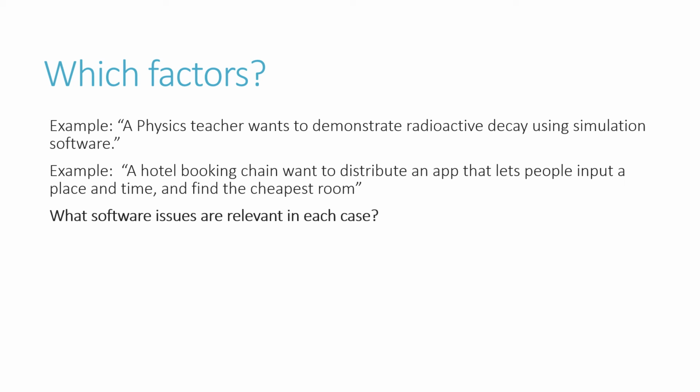Here's an example of an exam question, a couple of exam questions that you might like to tackle. A physics teacher wants to demonstrate radioactive decay using a simulation, perhaps like a graphic animation. And a hotel booking chain wants to distribute an app that lets people input a place and time and find a cheap hotel room. So looking back at the factors that I've mentioned, which of those are relevant in each one of those cases?